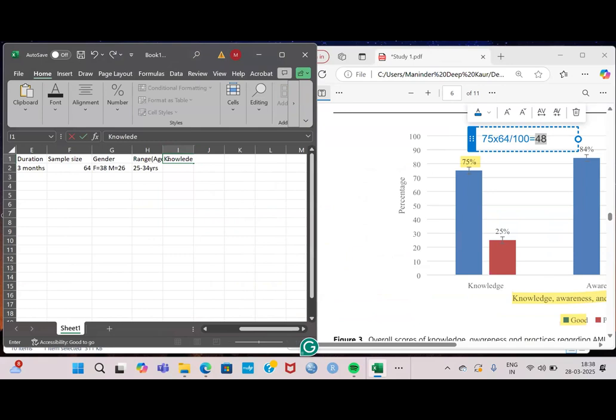Knowledge prevalence is 48. In some studies, mean knowledge can be given, so we will make the mean knowledge box also.